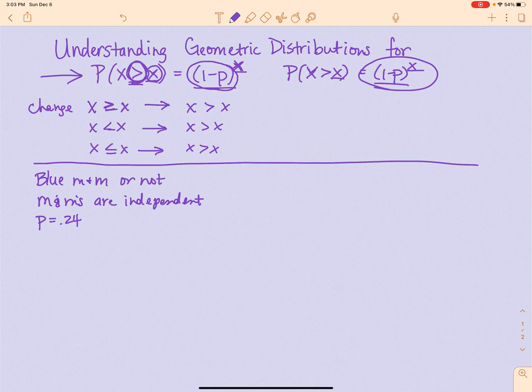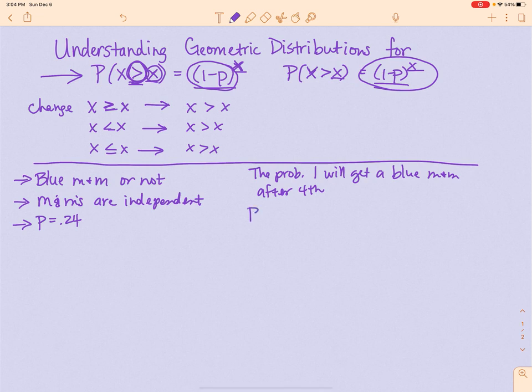As an example, I'm going to use blue M&Ms. Out of all the M&Ms, blue is my favorite one because it's pretty. So I'm going to say I'm going to get a blue M&M or not. My M&Ms are going to be independent of one another, and the probability I get a blue M&M is 0.24. Let's say I want to know the probability I will get a blue M&M after the fourth one. So sometime after the fourth one. How far after the fourth one? Don't care. All I know is that the first four are not blue.